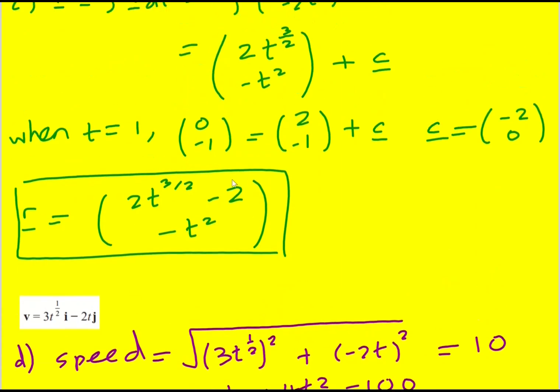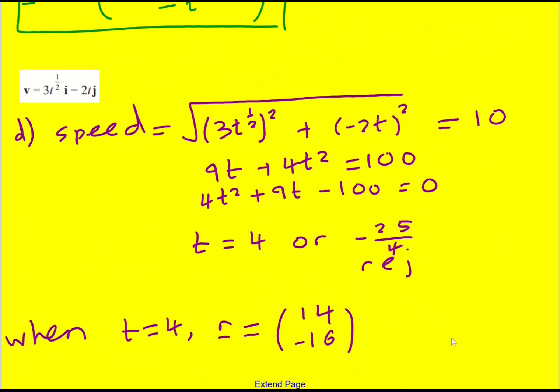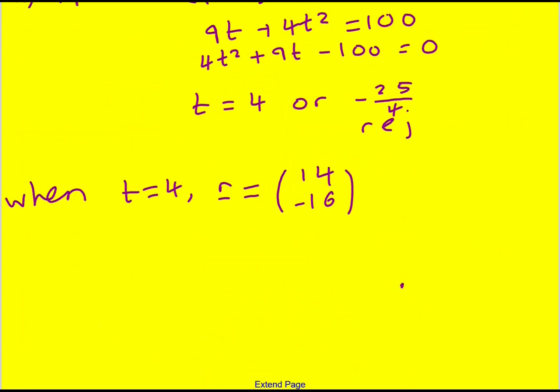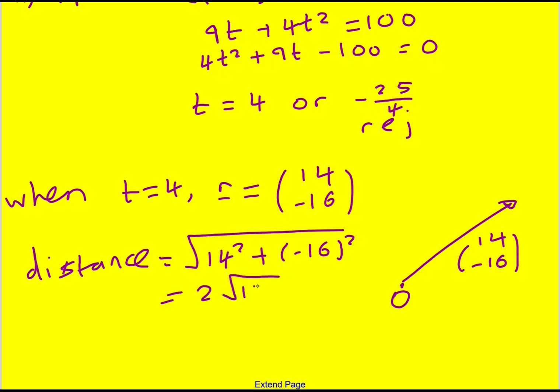But remember, we're asked for the distance of P from O. So I've got myself a vector. Remember this, it's essentially this. I've got O and I've got this vector. I mean, okay, it's actually not drawn correctly because I'm going down, but it's still just to illustrate the point. So the distance is going to be 14 squared plus minus 16 squared, square rooted, which ends up being 2 root 113. Just put that into your calculator. We're there.